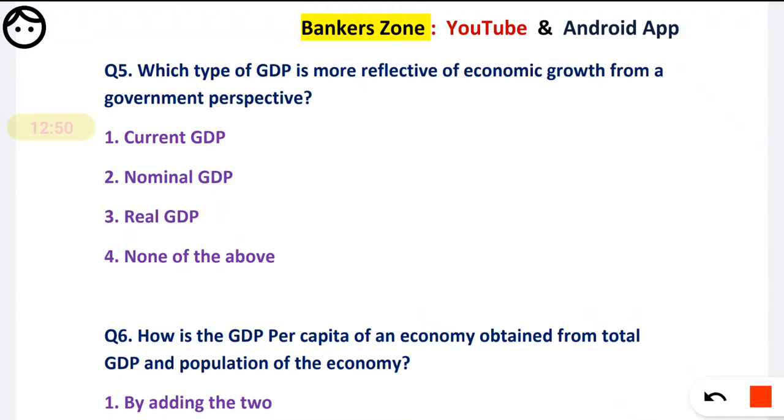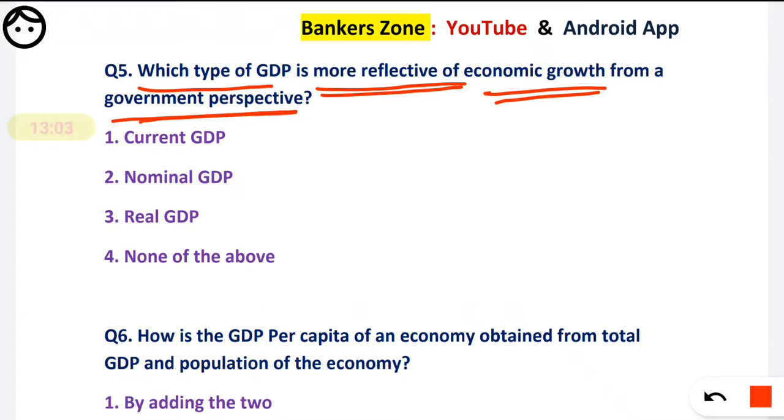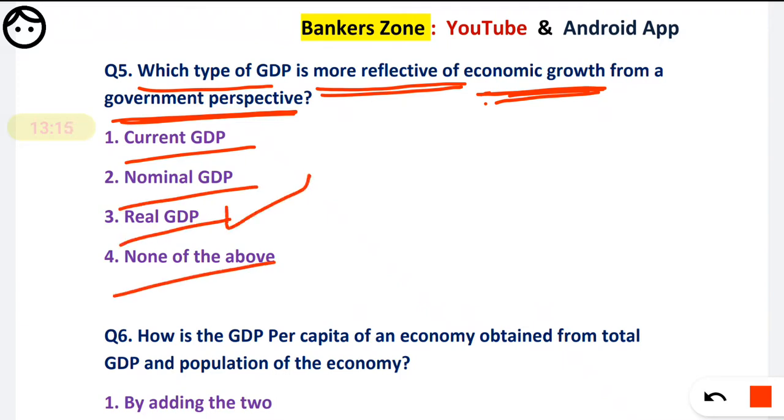Next, question number 5: which of the following types of GDP is more effective for economic growth from the government's perspective? That means they are asking which GDP a government thinks is more reflective. First option, current GDP, nominal GDP, real GDP, none of the above. So friends, the correct answer here is real GDP.